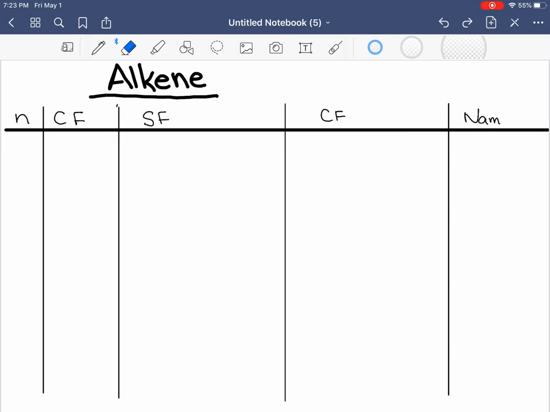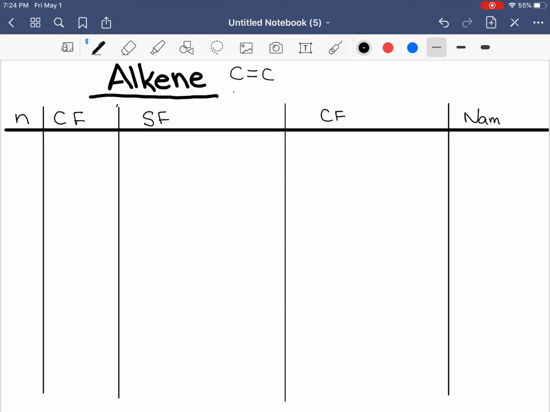Hi everyone. So today we're going to talk about alkene. We're done with alkanes. Alkane was about carbon-carbon single bond, composed of carbon and hydrogen. Alkene is also composed of carbon and hydrogen. However, the difference here is that you have carbon-carbon double bond involved. So you need at least one carbon-carbon double bond in order to qualify as an alkene.